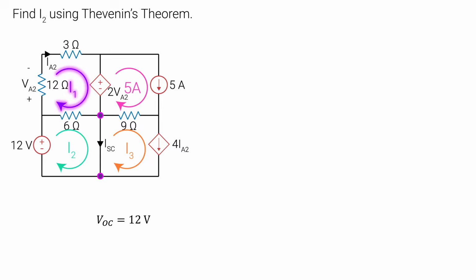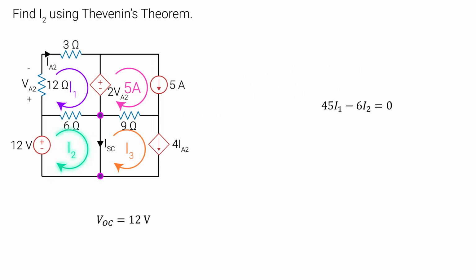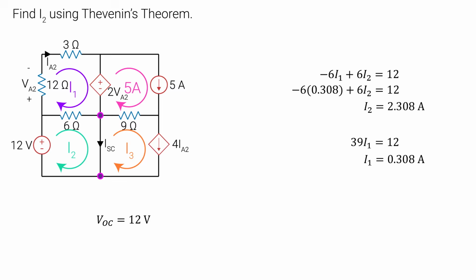Let's start with the top left loop. As before, VA2 is equal to the voltage of the 12 ohm resistor, so that's 12 I1. Let's plug that into our equation and simplify it. Next, we can write one for the bottom left loop. Let's simplify. If we add equation 2 into equation 1, that eliminates I2. Now using the value we found for I1, we can find I2.